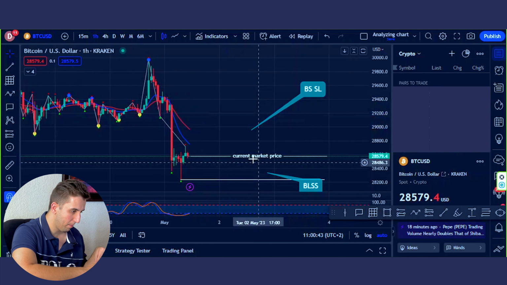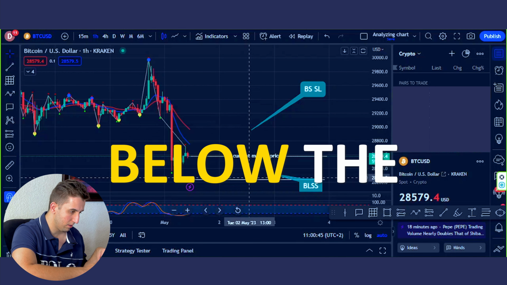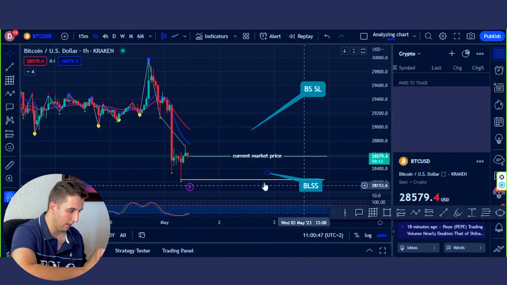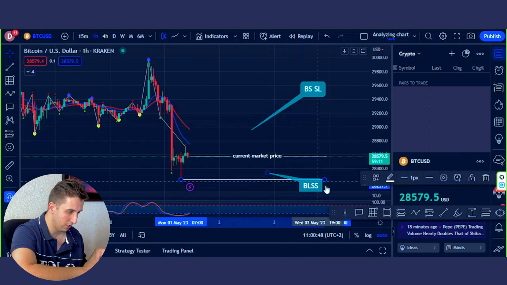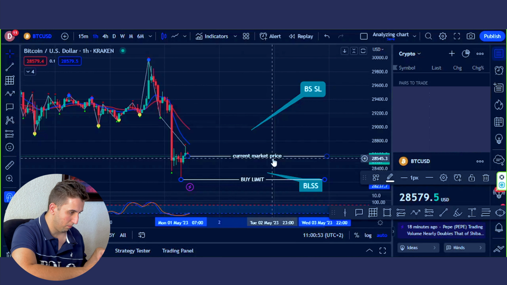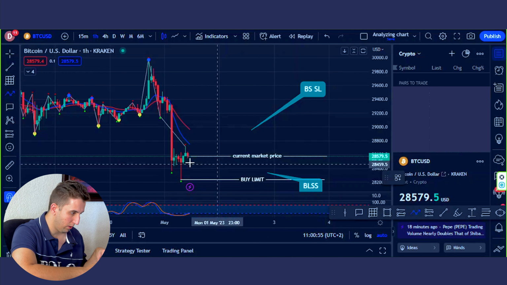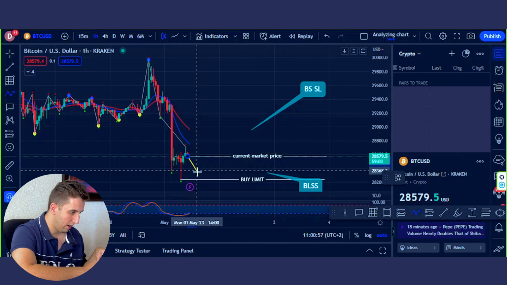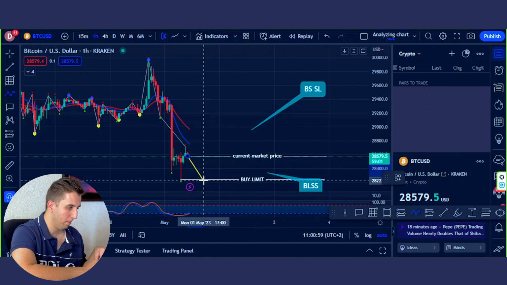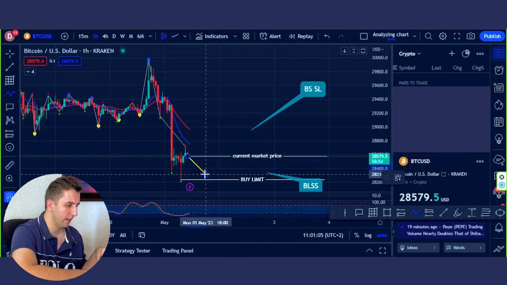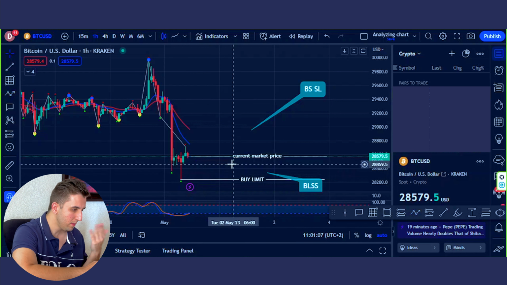So if I want to buy below the market price, BL, we know that this is going to be a buy limit order. Basically, when price drops here, I want to buy. And only when it comes here will we buy it, because maybe we want to get in at a better price.